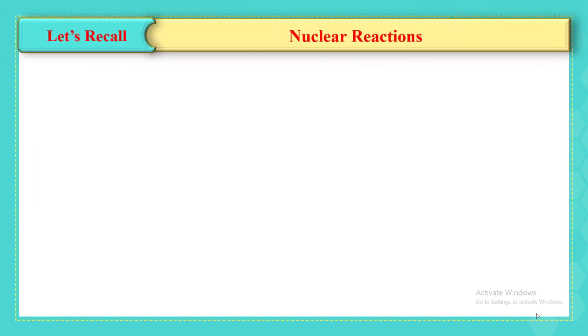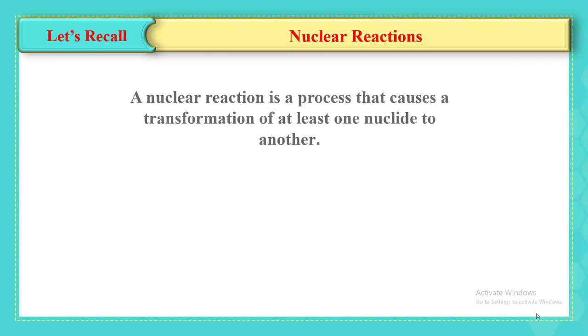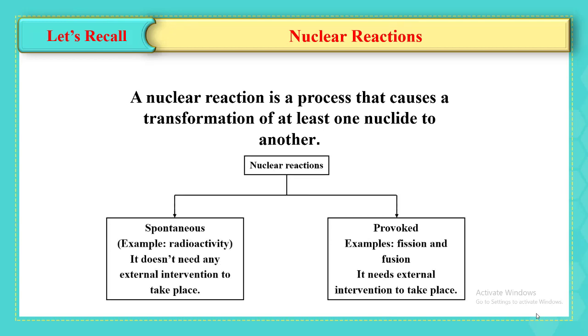Let's define nuclear reaction. It is a process that causes a transformation of at least one nucleus to another. We have two types of nuclear reaction: spontaneous and provoked. The spontaneous nuclear reaction, like radioactivity, takes place without any external intervention, while the provoked nuclear reaction, like fission and fusion, occurs due to external intervention.